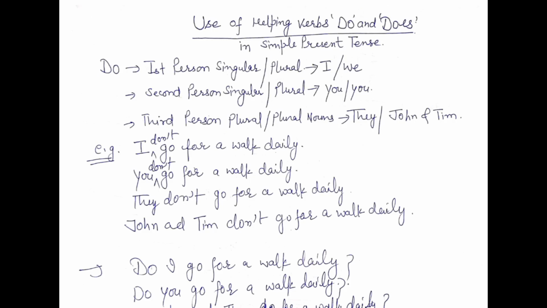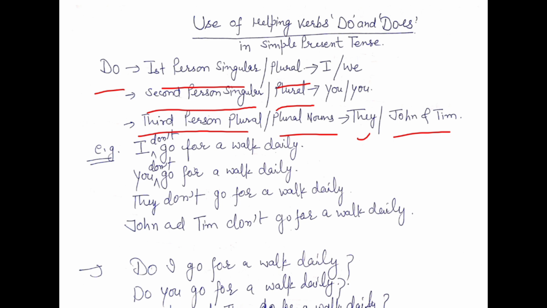Dear students, I have already taught you regarding simple present tense. Today I am going to teach you helping verbs do and does in simple present tense. You know, do is used with first person singular and plural, second person singular and plural, and third person plural, they, and plural nouns, for instance, two names.